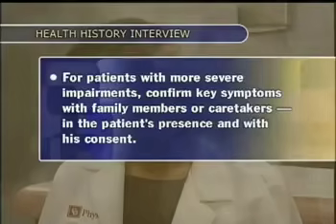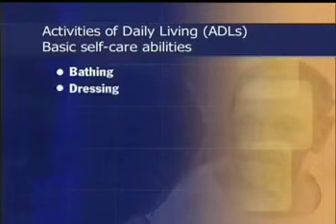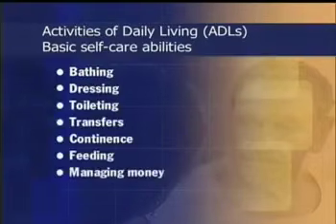During your discussion, assess the patient's ability for self-care to learn whether he can perform various activities independently or with some help, or to learn if the patient is entirely dependent on others. Ask about the patient's capacity to perform activities of daily living, or ADLs, consisting of basic self-care abilities such as bathing, dressing, toileting, transfers, continence, feeding, and managing money.